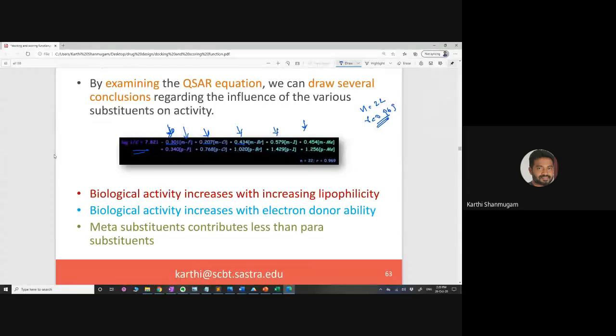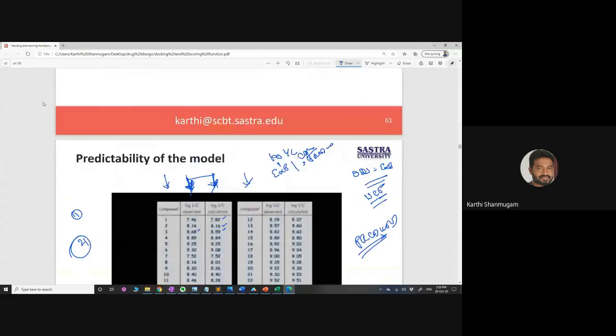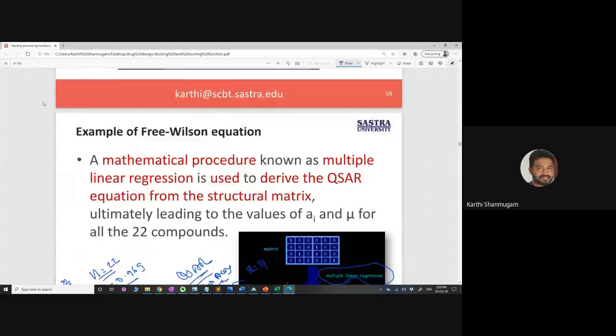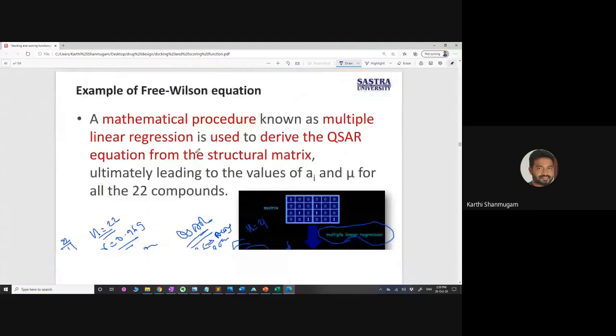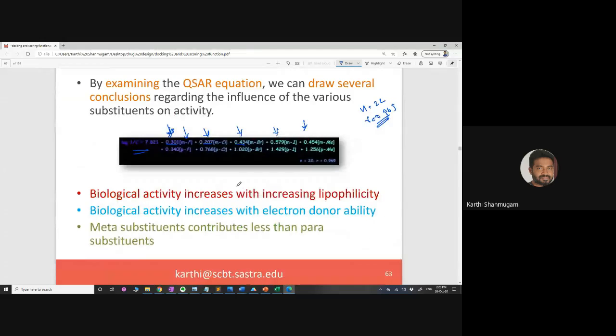So already the values given in this table, 0 and 1, what's the name for this 0 and 1? Indicator variable, sir. Indicator variable, right? So in his equation, that is the indicator variable. The 0.301, 0.207, 0.431. Let me erase this for better clarity, right? These values are called the weightage of each substituent according to his concept.